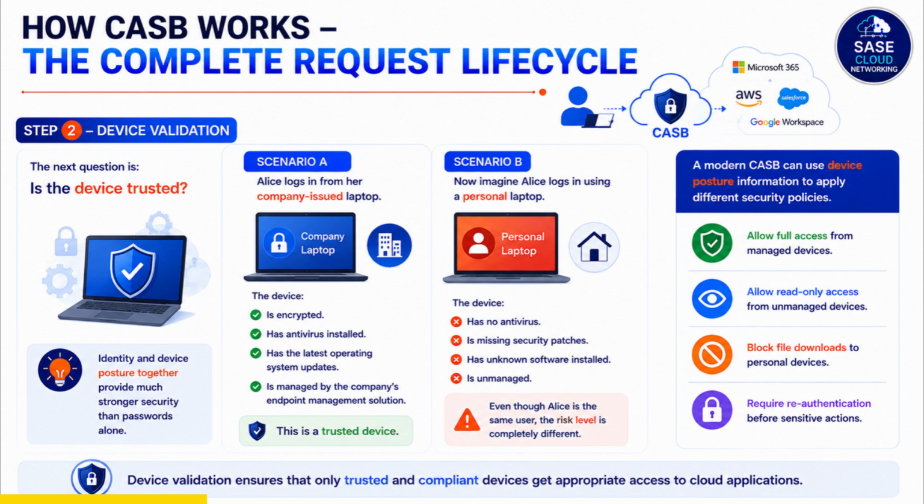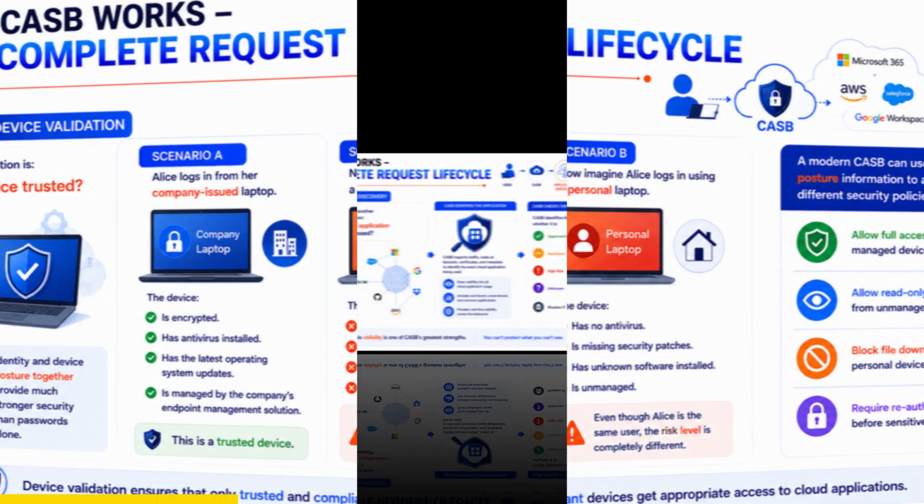A modern CASB can use device posture information to apply different security policies. For example, allow full access from managed devices, allow read-only access from unmanaged devices, block file downloads to personal devices, require re-authentication before sensitive actions. Identity and device posture together provide much stronger security than passwords alone.